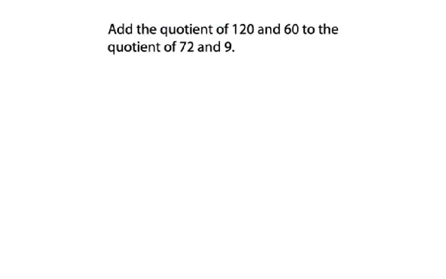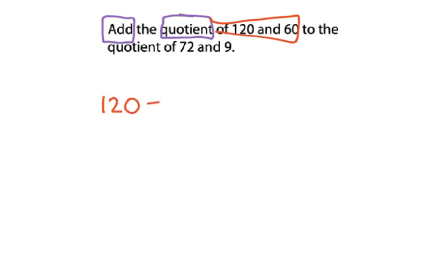So let's look at this one. It'll say, add the quotient of 120 and 60 to the quotient of 72 and 9. So it's saying we're going to add the quotient of these numbers. So let's look. Well, how can we start this first? We need to find the quotient of 120 and 60. So 120 divided by 60. That's the first part.